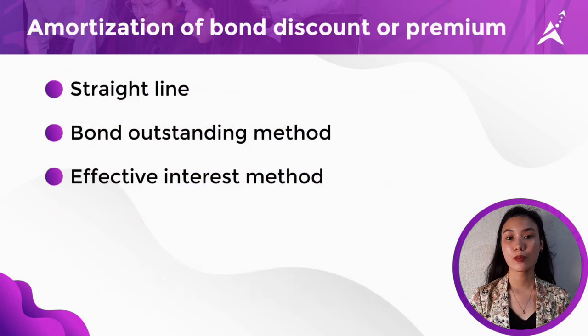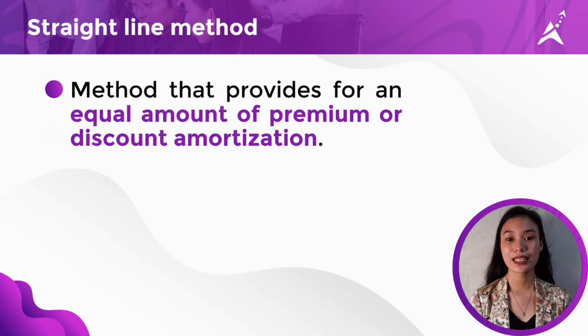Next is the methods on amortization. I think you're quite familiar with these three approaches because we already discussed this on our Account on Me Season 1, Chapter 19, Financial Asset at Amortized Cost. So let's begin with the first one. Straight line method amortizes discounts or premiums evenly over bond life. We only use this method in situations where the results are not materially different from the effective interest method.